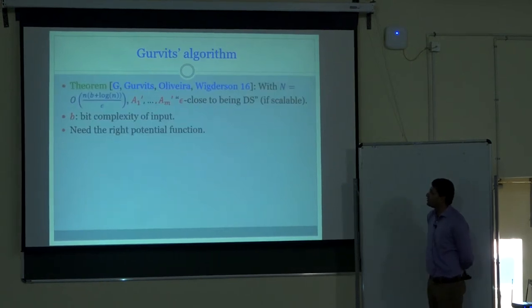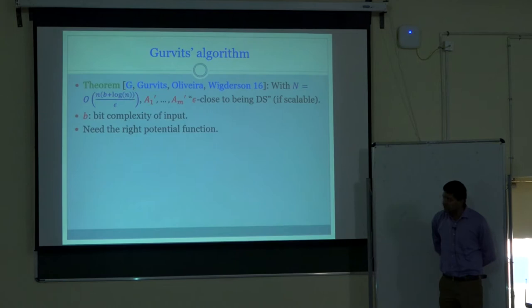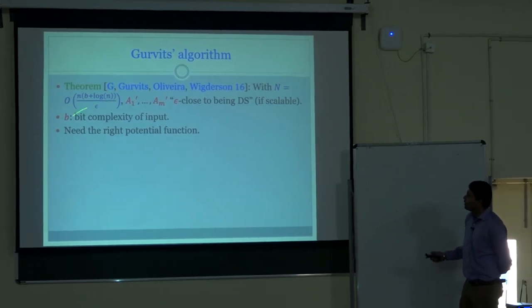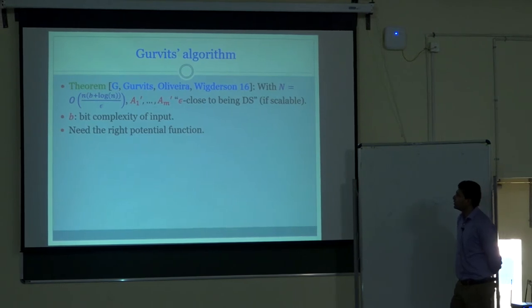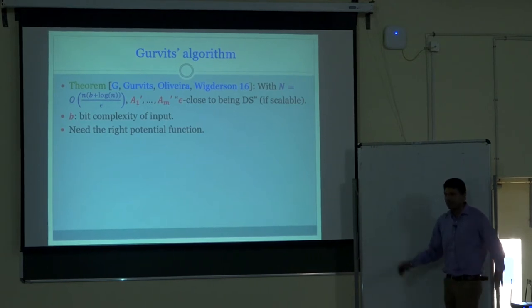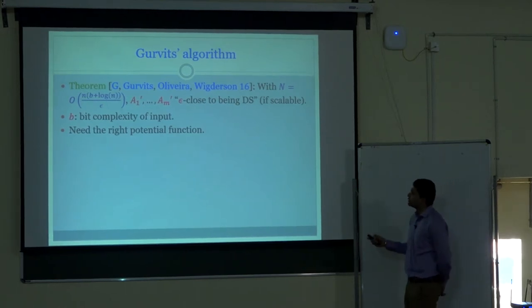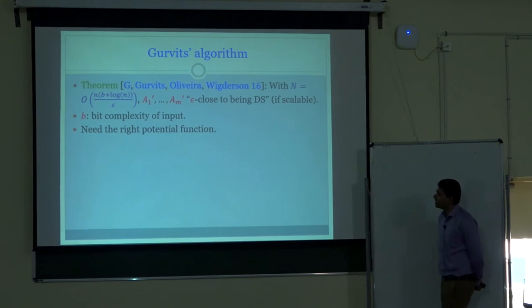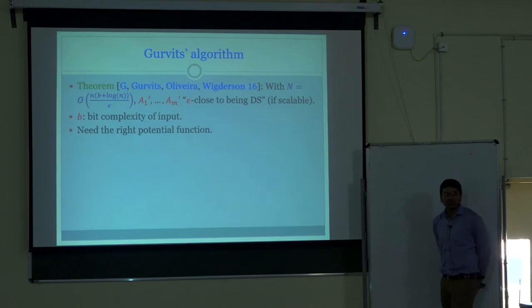And then the theorem we proved is, again, perfectly similar to the matrix scaling theorem that Linial, Samorodnitsky, and Wigderson proved. We prove that in n log n over epsilon steps, the output will be epsilon close to doubly stochastic, if at all this algorithm has to converge. So if the algorithm has to converge, it will converge in n log n over epsilon steps. This algorithm was there in 2004, but the analysis was missing, because we didn't know the right thing.